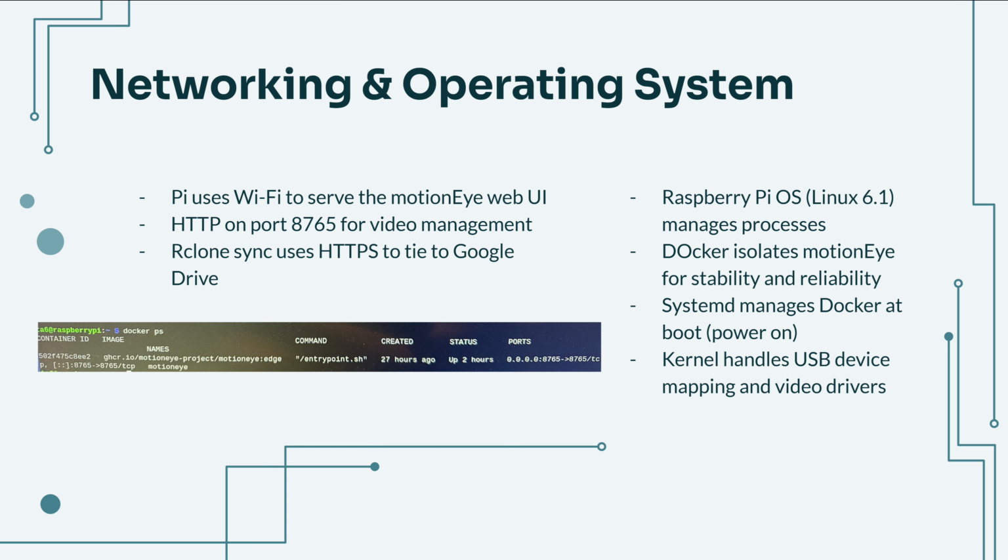The operating system ties everything together. Raspberry Pi OS manages USB drivers, networking, and the file system. Docker runs MotionEye inside of a container, which isolates it from the rest of the system and makes it much more stable. I use a Docker restart policy so that if the Pi ever reboots, if I turn it off and plug it in somewhere else, the container would automatically start up again.